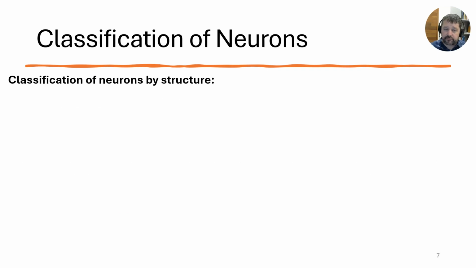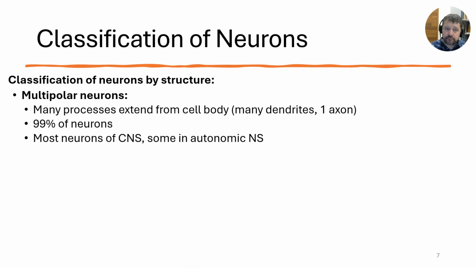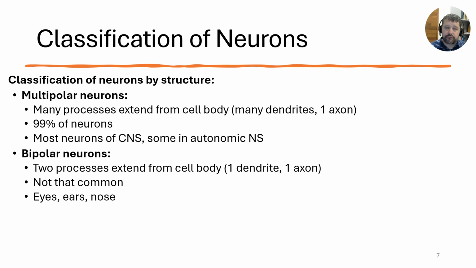All right, let's look at some classifications real quick. So you can have a neuron which is that typical shape and structure that I showed you before, where you have dendrites, many of them coming off the body, and one axon. This is called a multipolar neuron, okay? And this is the majority of the neurons in your body. Most of the neurons in the central nervous system and some in the peripheral nervous system.